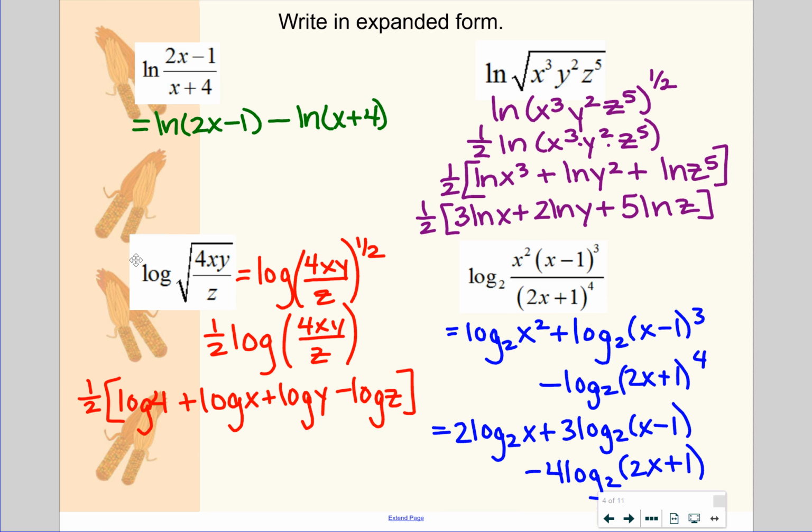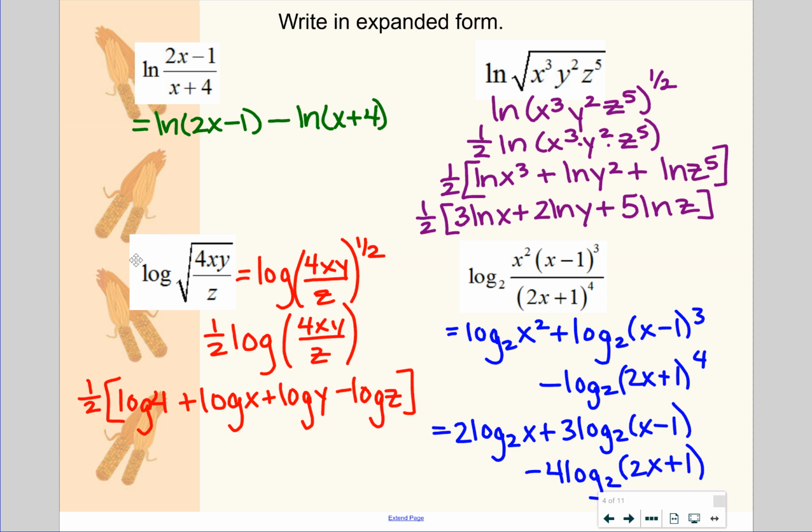All right, at the bottom is the final answer. So I wrote my square root as the 1/2 power. I moved the 1/2 down, and then anything that's in the numerator, remember I said that's going to end up being addition because it's all multiplied together. Anything that's in the denominator has been divided, so that's going to end up being subtraction. So the 4, the x, the y, those were all multiplied together. So when I expand, those become added. The z in the denominator is divided, so there's a minus in front of it when I expand it. Again, you can always distribute that 1/2 through if you want to.